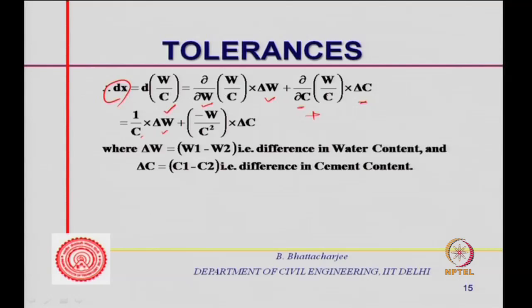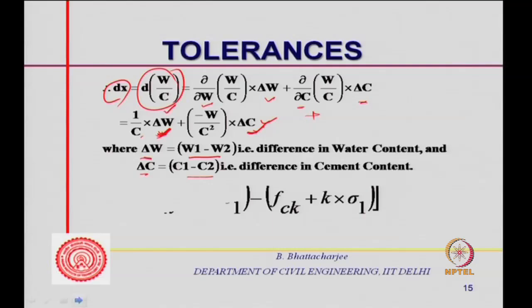So, you see, delta W is the error in weighing of water, and this is the error in weighing of cement. For example, W1 minus W2, and delta W is the variation in difference in water content, and delta C is the variation in cement content. The higher this value, the more my water cement ratio will vary. And strength is a function of water cement ratio. So the higher this value, the more will be my variation dx. Water cement ratio will vary more.